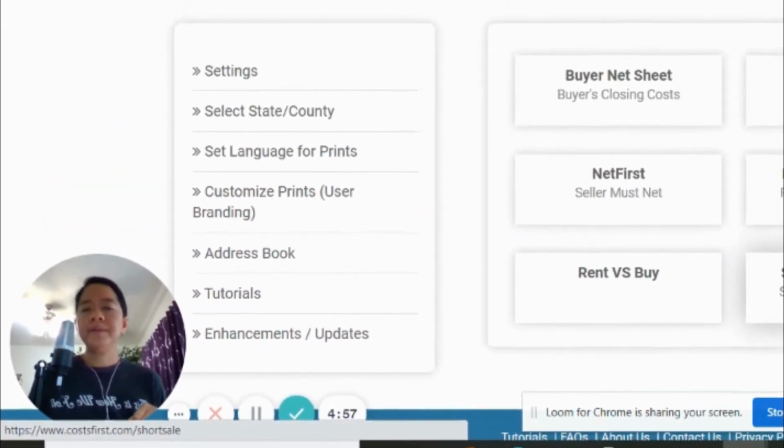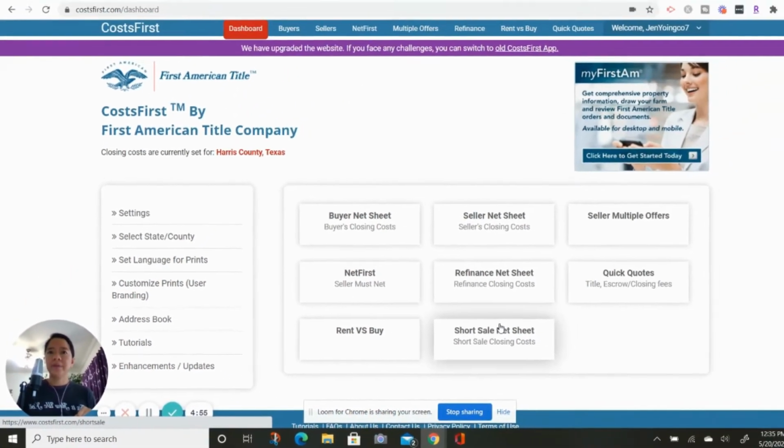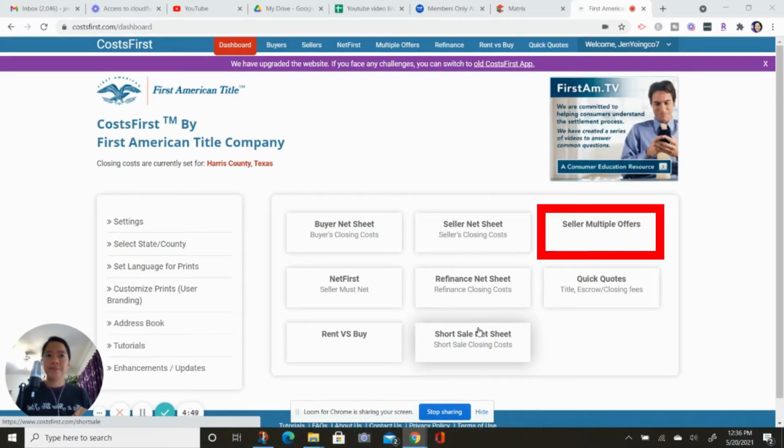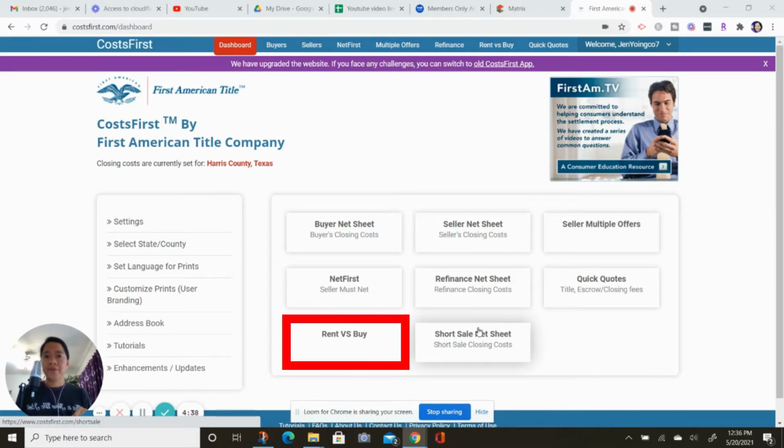Hello, today we will discuss how to calculate a buyer's net sheet, seller's net sheet, and how to select multiple offers if, let's say, a seller has received multiple offers. And at the same time, rent versus buy, which is a must right now to verify if renting is much better than buying a home.